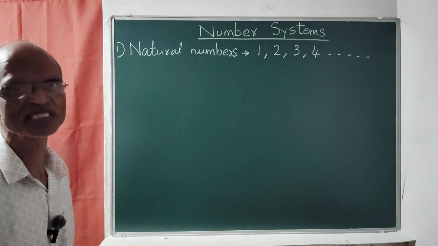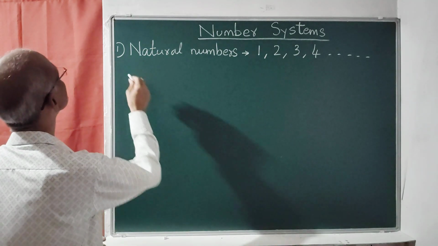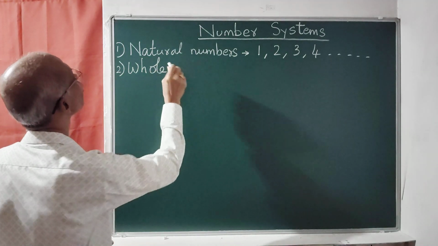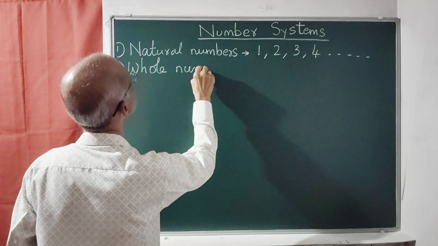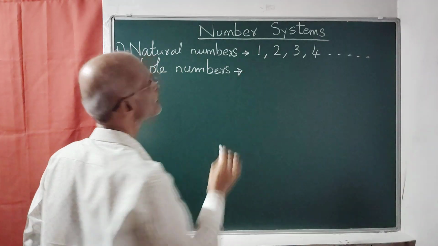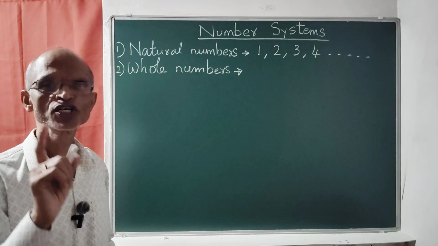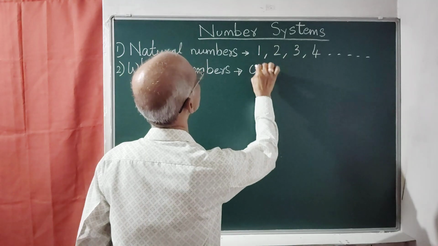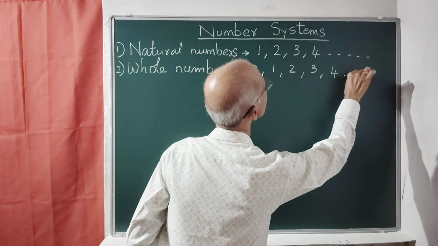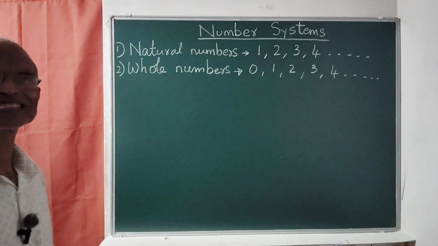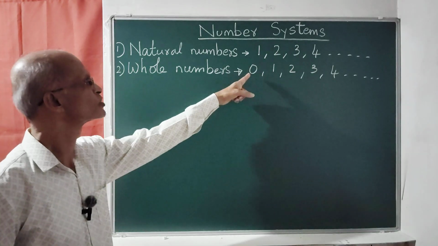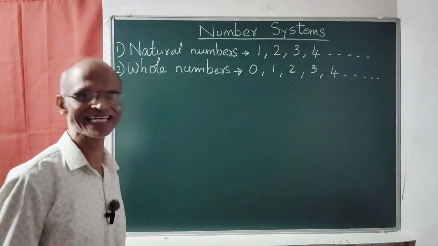The second system of numbers is whole numbers. This system of numbers starts from 0: 0, 1, 2, 3, 4 and goes endlessly. So the second system of numbers is called whole numbers. It starts from 0 and goes endlessly.